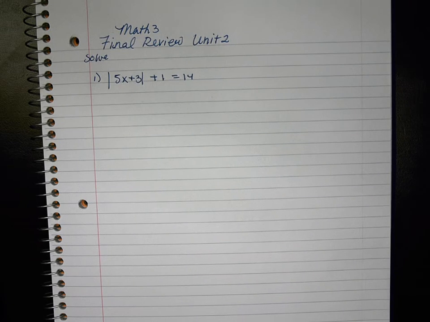It's been a while. Does anybody remember the steps? Yes. Good. We subtract the 1. So step 1 was to isolate the absolute value. What does isolate mean again? To get the absolute value by itself. So we subtract 1. Does everybody agree with Maddie?